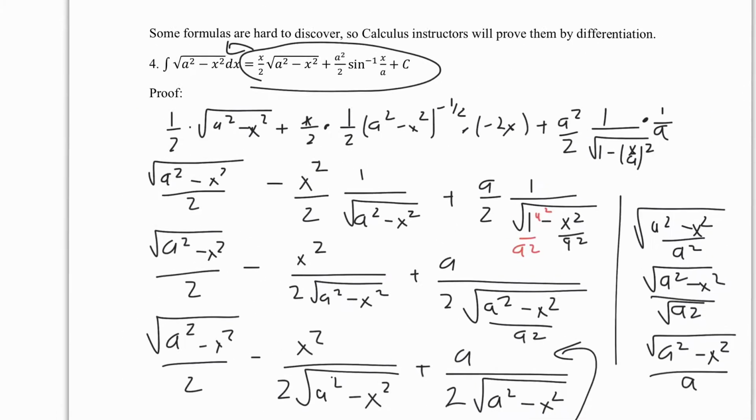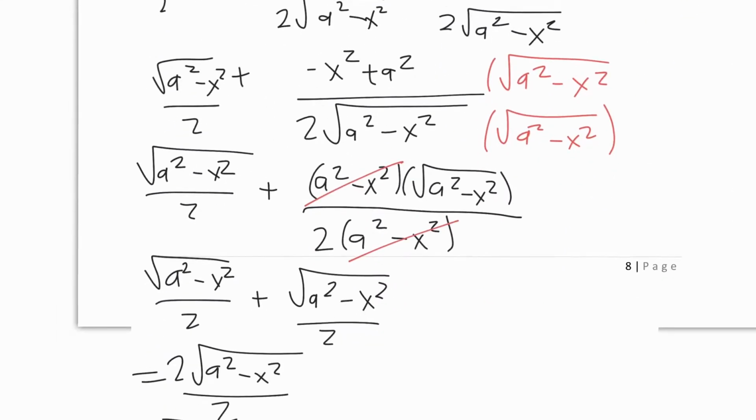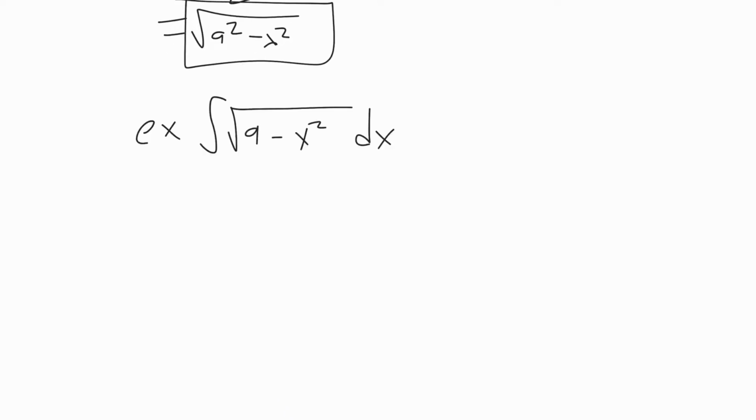Took a fair bit of work. It was a lot of algebra. But eventually, we took the derivative of this and found that it was equal to this, which means this must be the antiderivative. Now, that's definitely a complicated formula. But once we have it, we can use it to do an example. So I'm going to rewrite that example we had there.